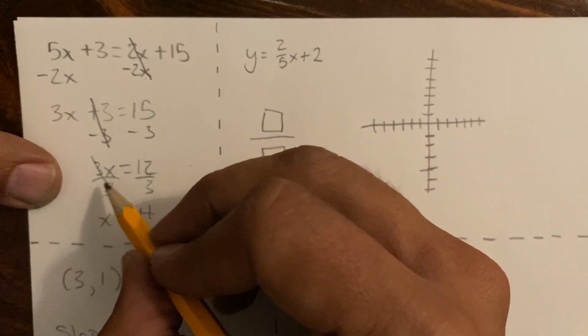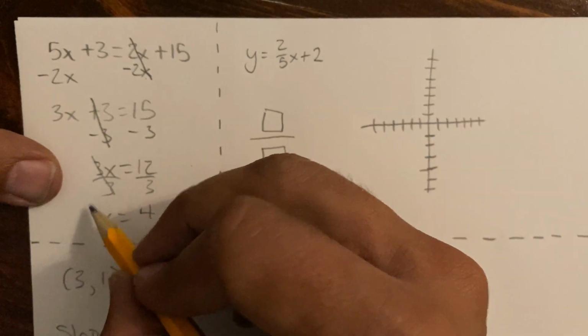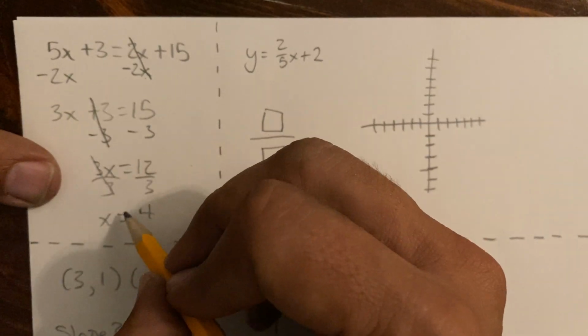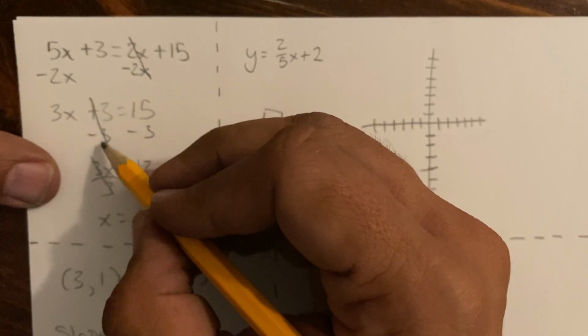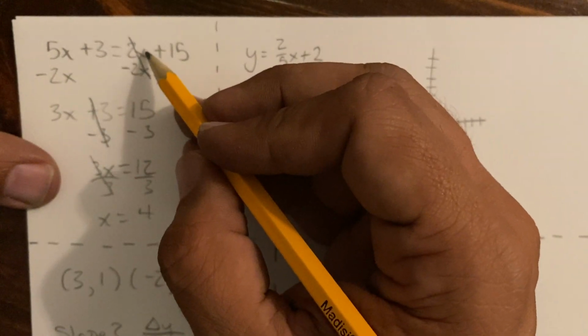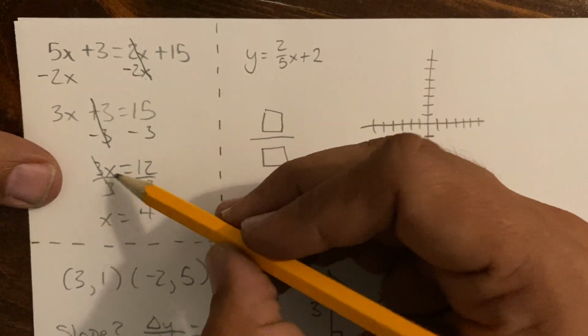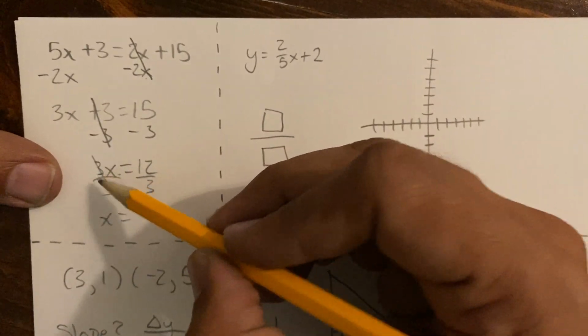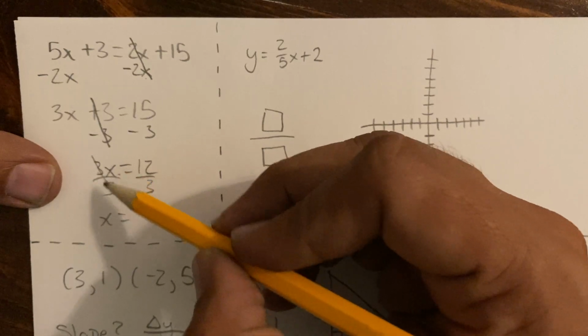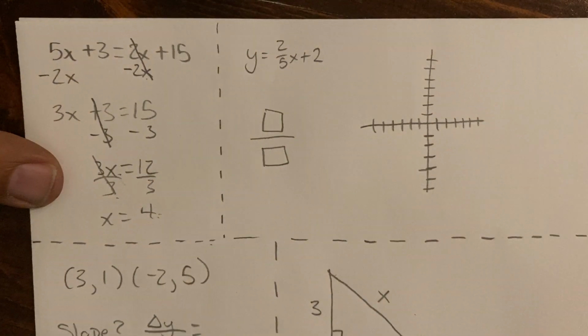Why am I dividing? Because it's the opposite of multiplying by 3. When you do the opposite, it gets rid of the number. When I did the opposite of plus 3, it got rid of this. The opposite of a positive 2x is a minus 2x. So once you do the opposite, it will get rid of it. I didn't want to get rid of the x here, so I just got rid of the 3. The 3 is multiplying with the x, so I divided. And then my solution is 4.